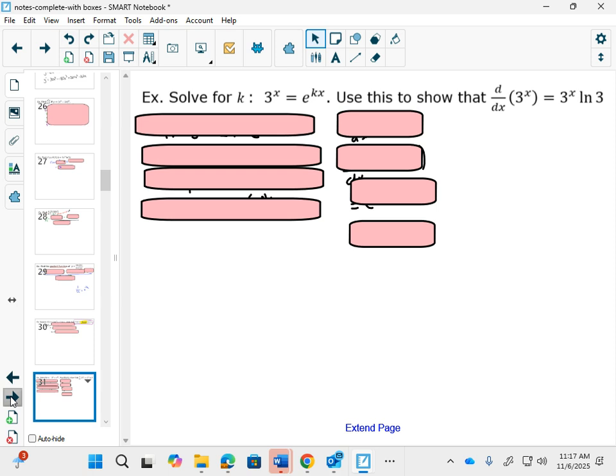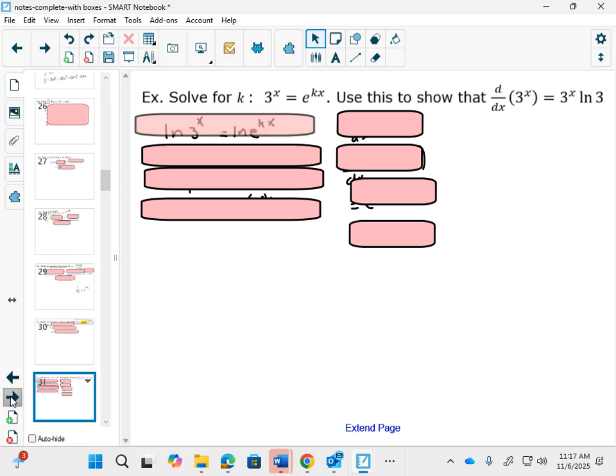Solve for k. 3 to the x equals e to the kx. Okay? And then we're going to use this to show one of our shortcuts. Right? We already know this is a shortcut. The derivative of 3 to the x is 3 to the x ln 3. But if I make 3 to the x equal e to the kx, and I solve for k, well, how would I do that?